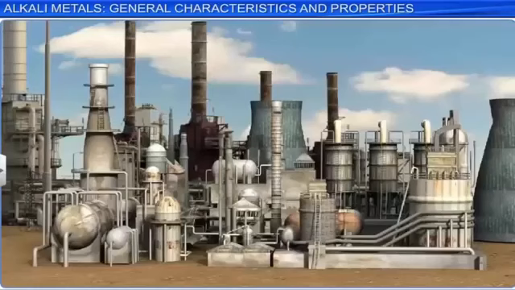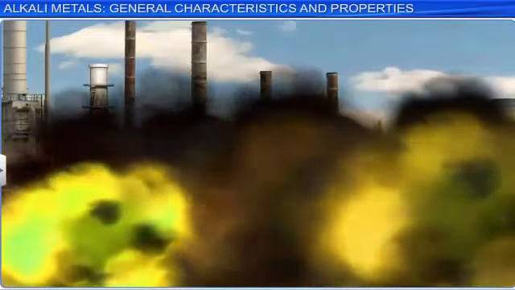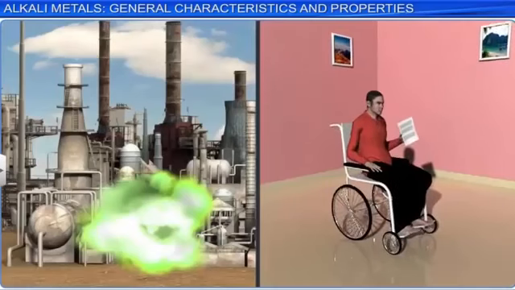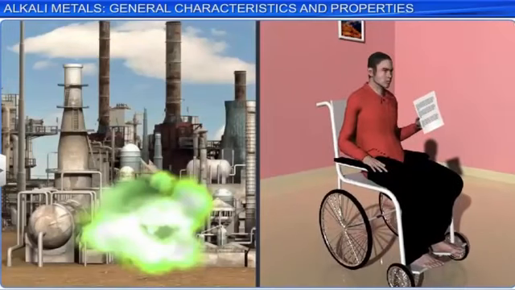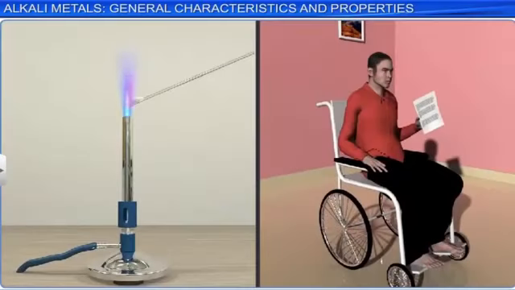Let's apply our knowledge to a problem. An explosion occurred in a chemical storage tank at Acme Chemical Company. An employee, while filing a claim for workers' compensation for injuries, states that the potassium nitrate being stored in the tank must have been responsible for the green flames he observed. Is the employee being truthful? We just learned that the presence of potassium gives a lilac flame. Therefore, we must conclude that the employee is not being truthful.